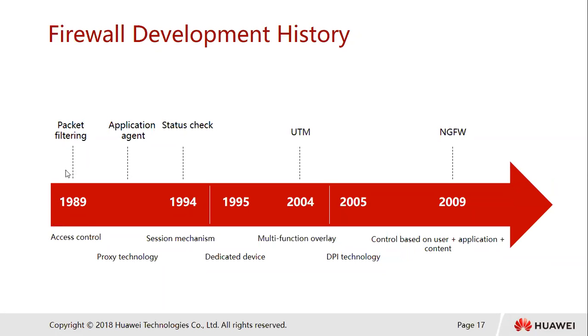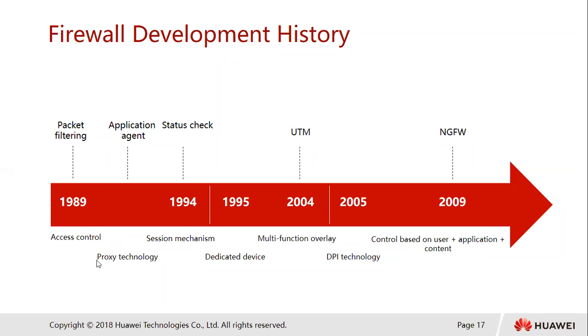So this is the history of the firewall development. You can see here that the first firewall was made in 1989, and it was called the packet filtering firewall. It was filtering the traffic by using what we call access control lists. So it was just based on access control, and this was called the first generation of firewalls.